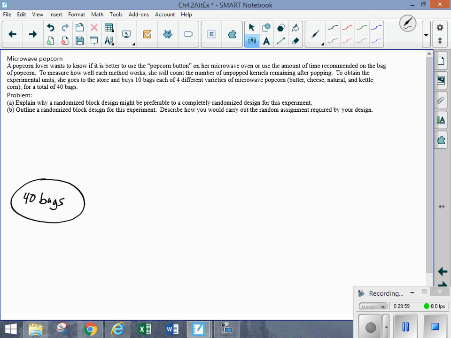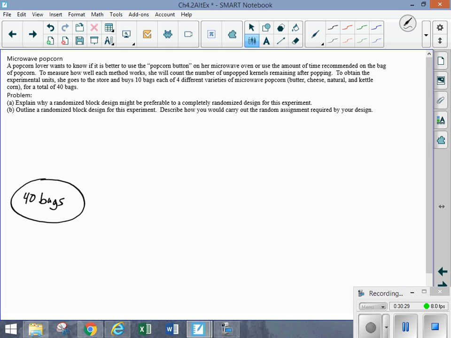she might wind up with a disproportionate amount of one brand in the group, and she might actually just be measuring the brand. So she's going to have to block. She's going to have to separate these 4 varieties and put them into these different groups.